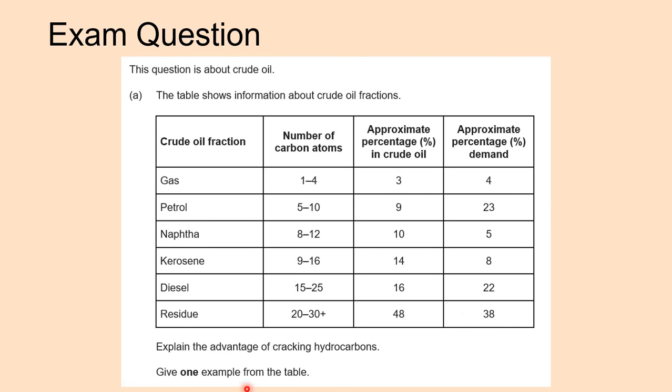You could have picked other examples so long as the one you were suggesting to be cracked was larger than the one needed to be produced, and it had a higher percentage in the 3rd column than the 4th column. So another example would have been kerosene. This number here is larger than this one here. Whilst the product being made had to have a higher percentage in the fourth rather than the third. So an example would be gas. This is higher than this.